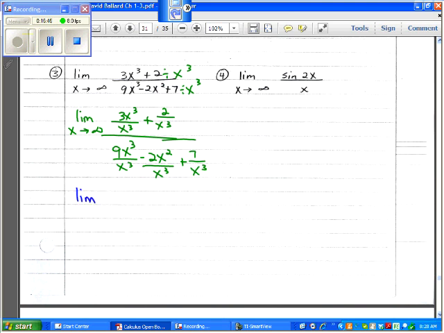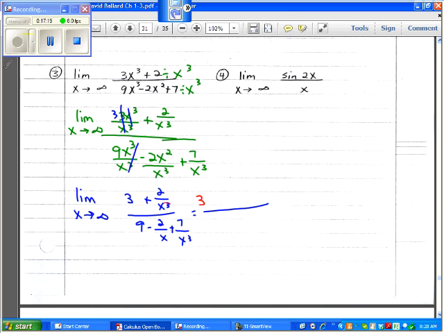So this is going to simplify into the limit as x approaches infinity of, the x cubes cancel there, and we have the 3. And then we're going to have plus 2 over x cubed. And then the x cubes are going to cancel here, and we're going to have a 9. And then we're going to have minus 2 over x plus 7 over x cubed.